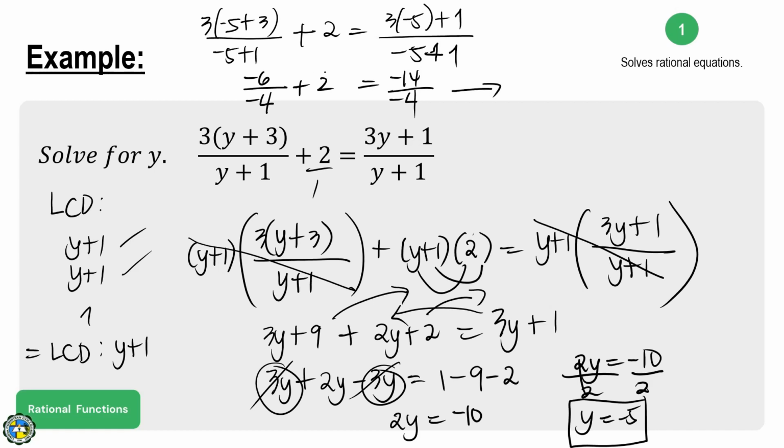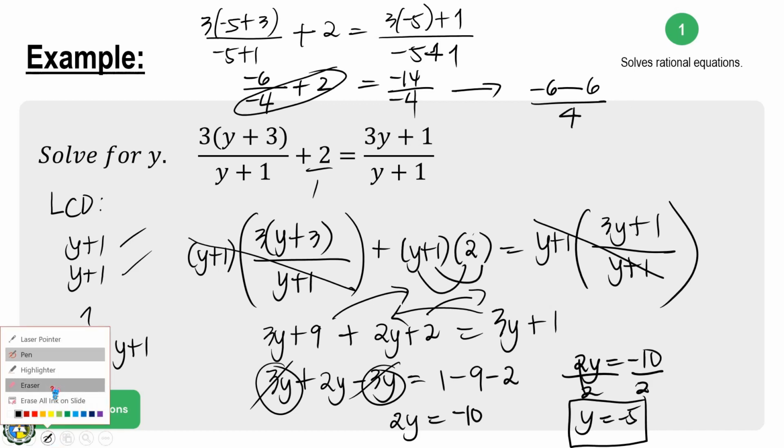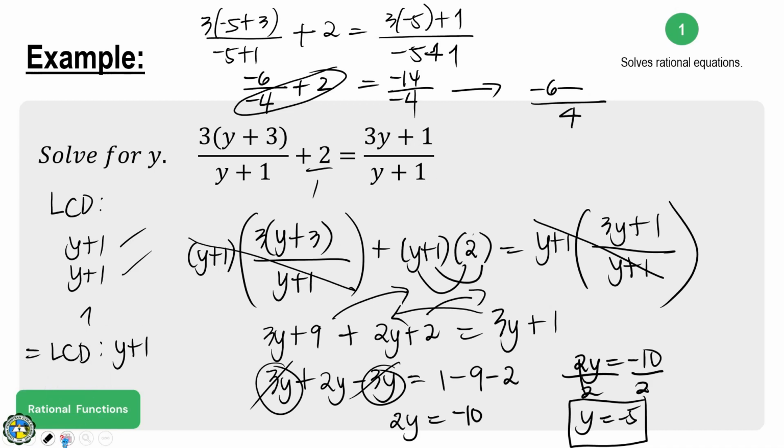Okay? Simplify natin. Butterfly method ulit. So, negative 6 minus 6 all over 4. Okay? Sorry, negative 6 minus 8. Okay? Nagkamali na si ma'am. Okay. Equals negative 14 all over 4. So, pag sinimplify, negative 14 all over 4 equals negative 14 all over 4. As you can see, equal naman na, no?